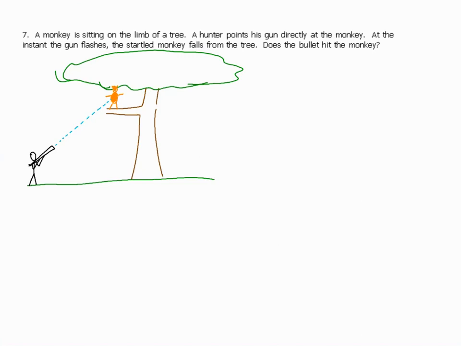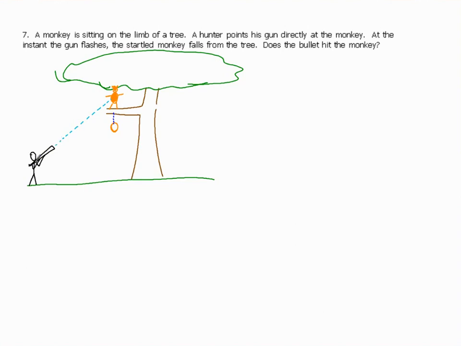So you might want to pause and draw this picture. You're going to want to draw it. But here's what happens. At the moment that the hunter fires the gun, this monkey starts falling from the tree. And so let's say it's here. So the monkey has fallen by this much. So basically what happens is here's the monkey falling.